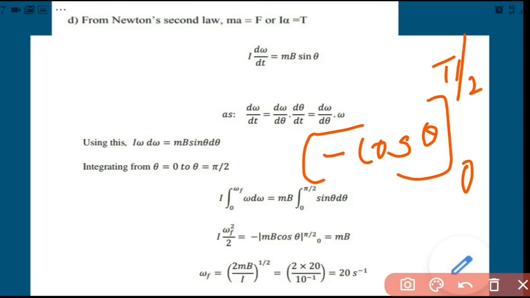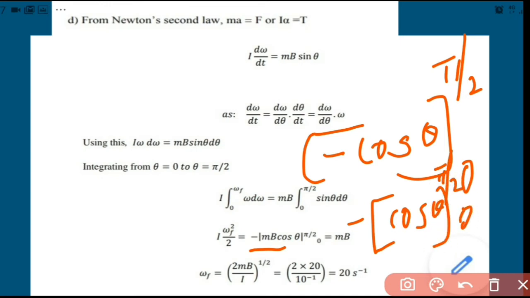So taking that negative sign outside, we have this step and substituting the value. So when we take the minus sign outside, we have cos theta between 0 and pi by 2. When we apply the upper limit, that is cos pi by 2 minus cos 0, cos pi by 2 is 0, then cos 0 is 1. So minus of 0 minus 1, you will get 1.